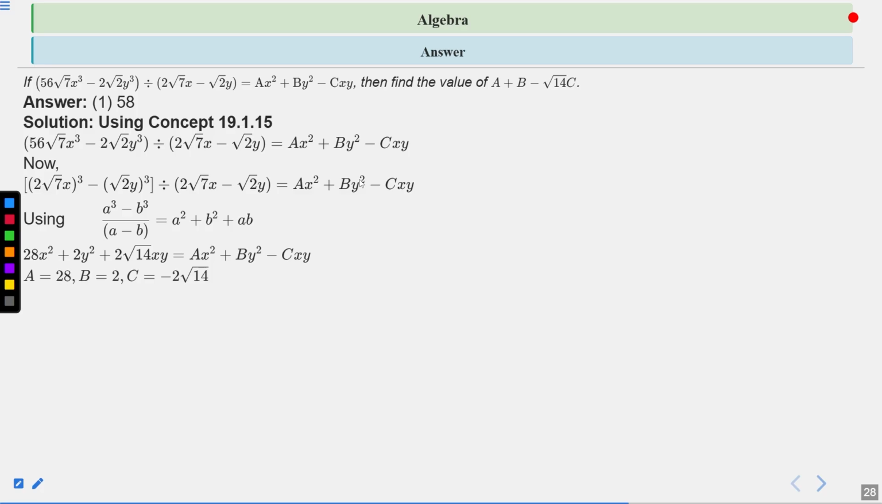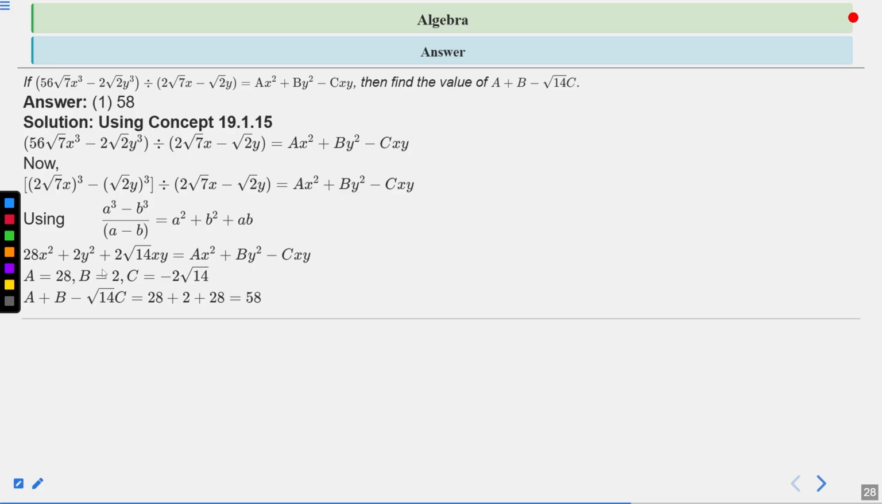So we can compare it and we get the values of a, b and c. Comparing ax² with 28x², we get the value of a is 28. Same way, the value of b will become 2. And same way for cxy, the value of c will become 2√14 with a minus sign, because this c is minus. So we can say that the value of a + b − √14c will become 28 + 2 + 28. How much do we get? We get 58. So the first one is the correct answer of this question.